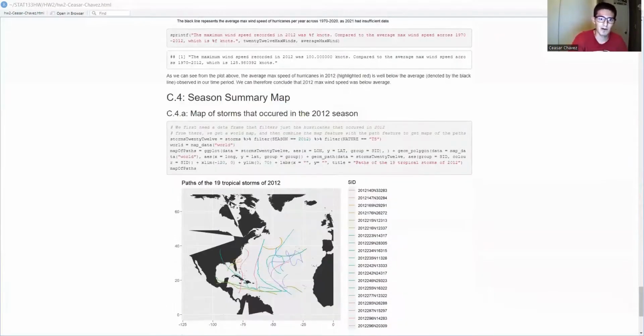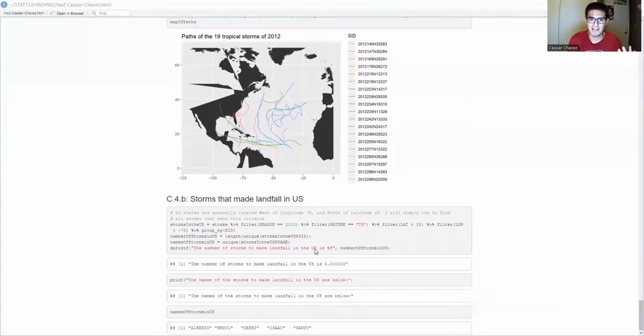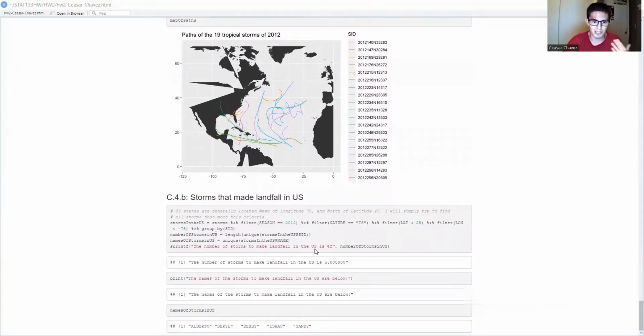And finally, we're going to go over section C.4, which is the season summary map. The first one, we wanted to map all of the tropical storms that occurred in the 2012 season. It is shown here on the map. And related to this, we wanted to know what storms made landfall in the U.S., which visually we can see there was not too many, but namely there was 5 storms that did end up making landfall, those being Alberto, Beryl, Debbie, Isaac, and Sandy.